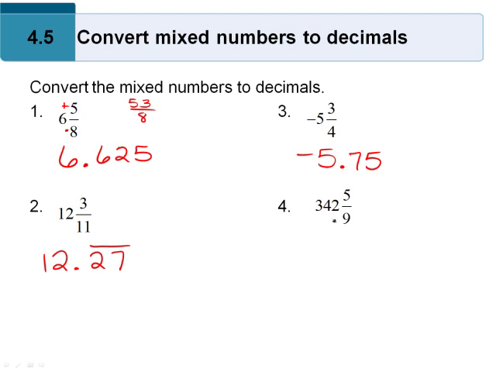All right, on number 4, we have 342 and 5/9. So write 342 and the decimal point, and 5 divided by 9 is 0.5 repeating. So you put the 0.5, you just put that after the decimal point, and make sure you put your bar over the 5 there.